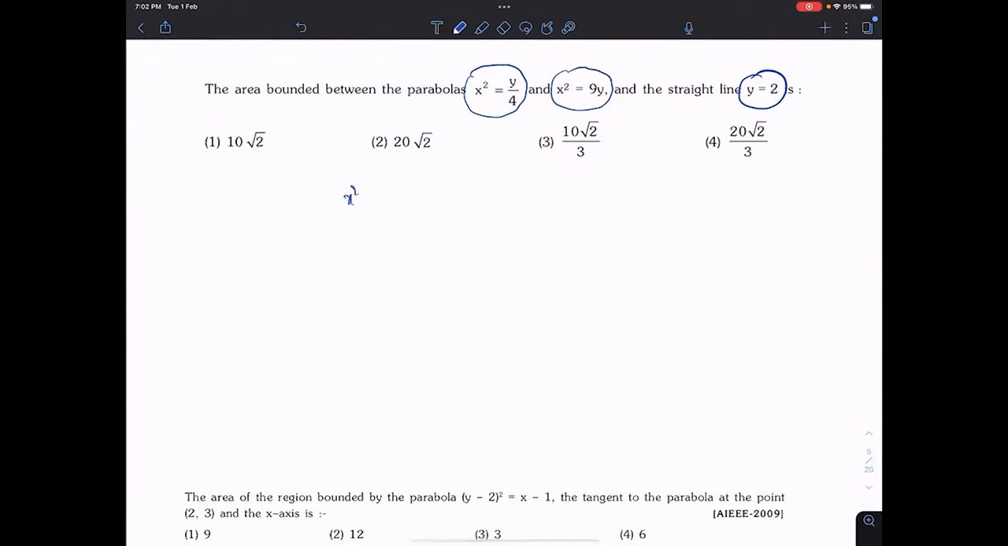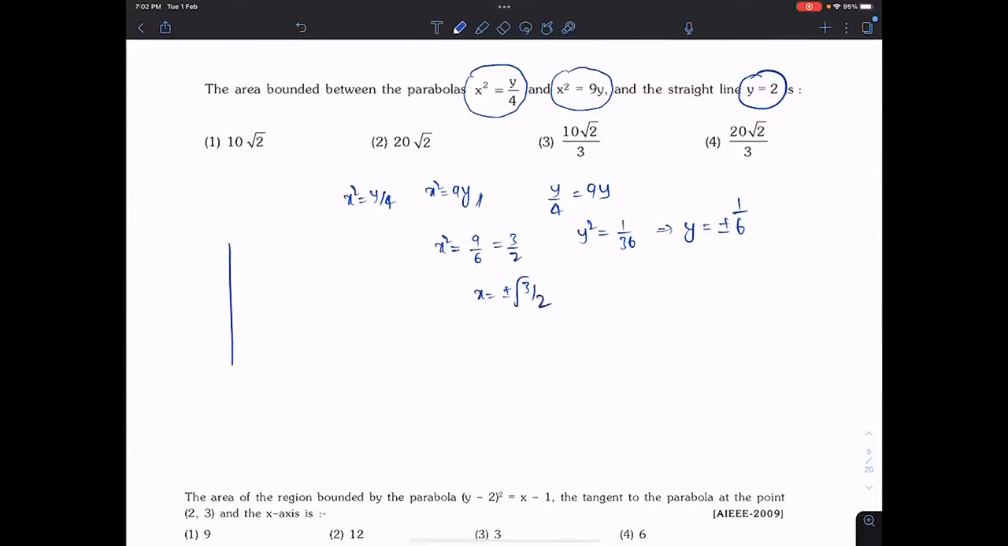How do we solve these two? x square is y by 4, x square is 9y. To solve, let us equate y by 4 and 9y. y square is equal to 1 by 36, which implies y is equal to plus or minus 6. So, if you put y equal to 6, then x square is equal to 36. Sorry, not plus or minus 6, plus or minus 1 by 6. Okay. So, if you put y as 1 by 6, then x square equals 9 by 6, which is 3 by 2. x will be plus or minus root 3 by 2.